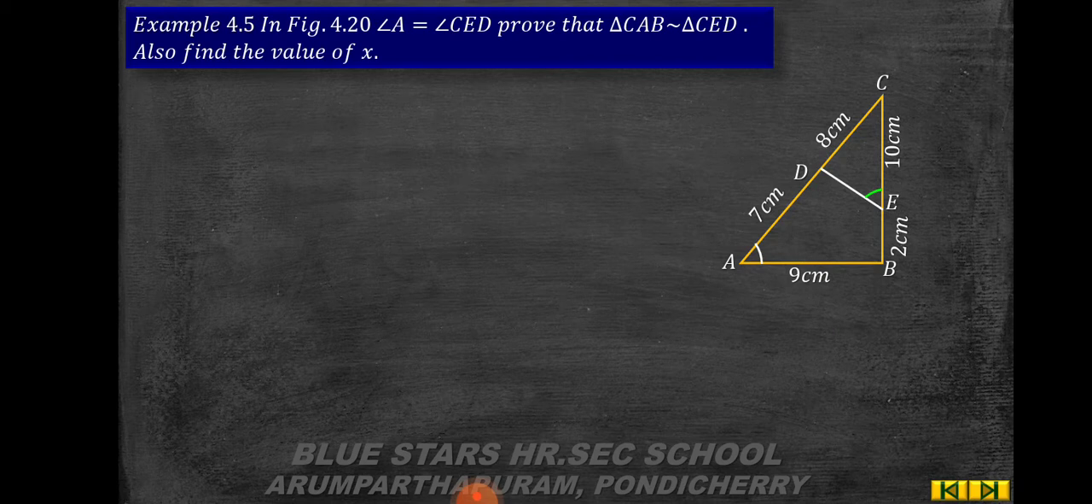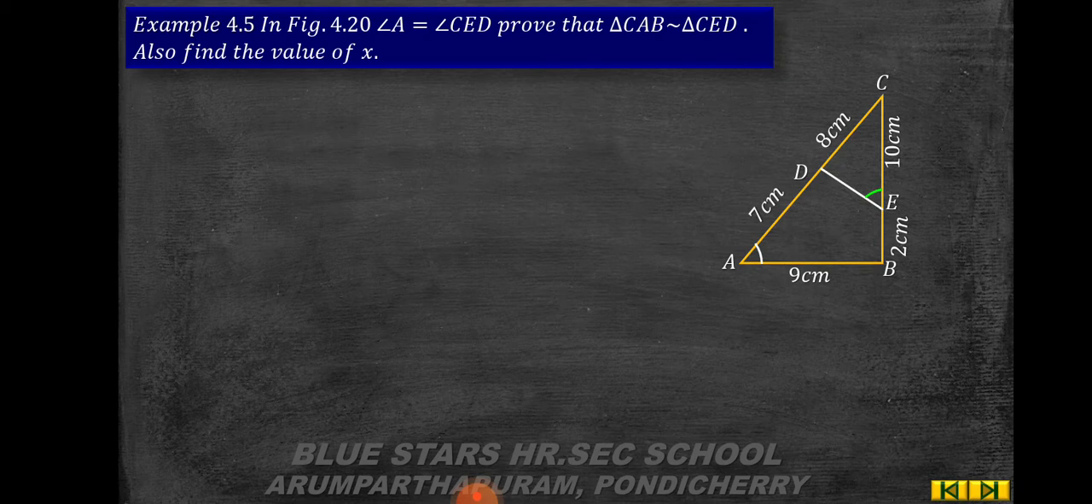Example 4.5. In figure 4.20, angle A is equal to angle CED. Prove that triangle CAB is similar to triangle CED. Also find the value of x.